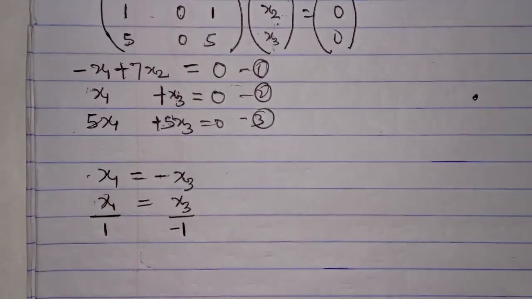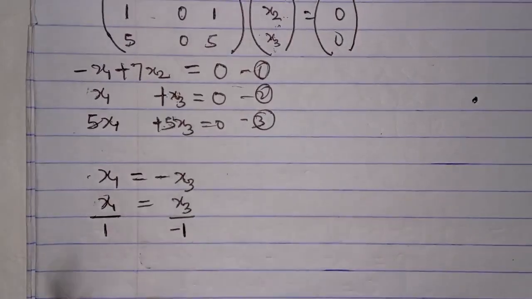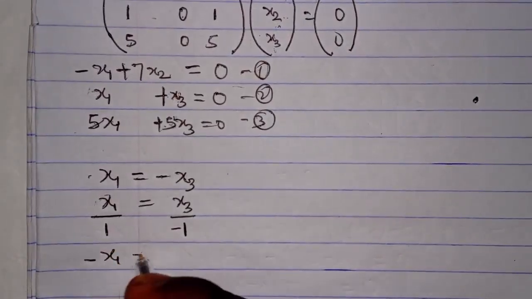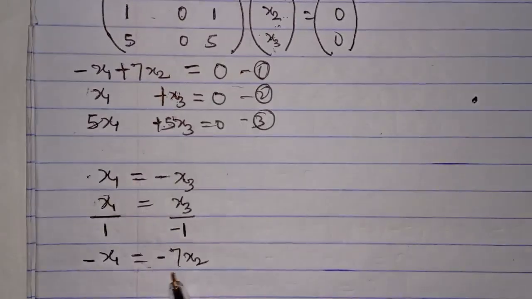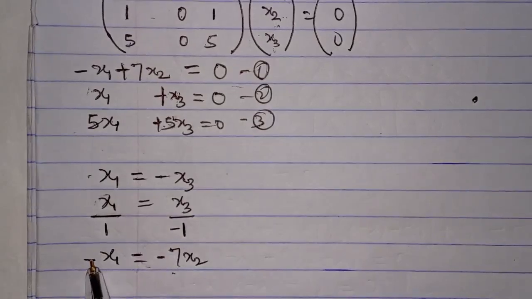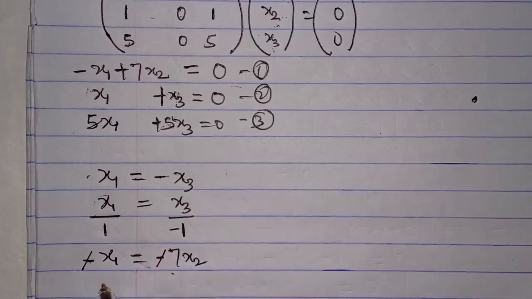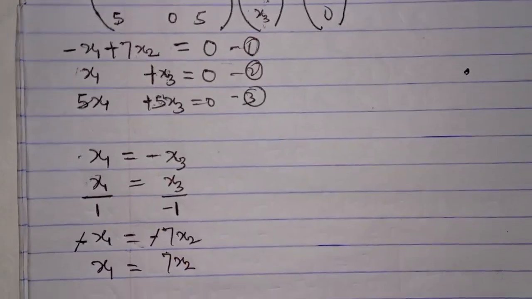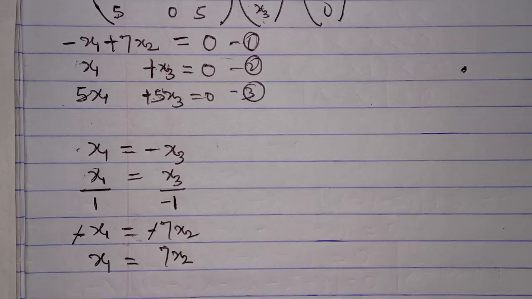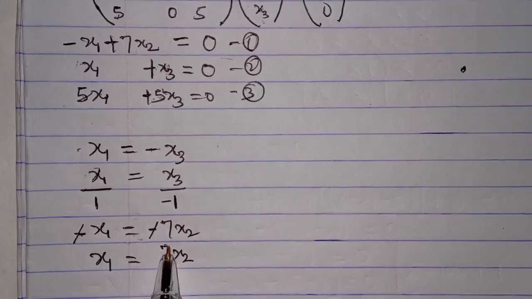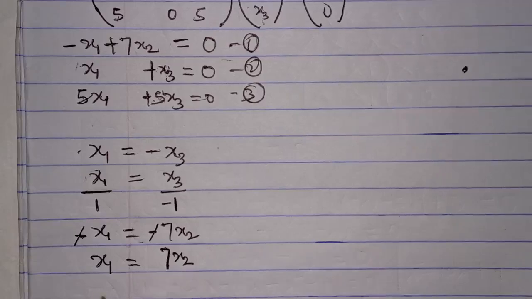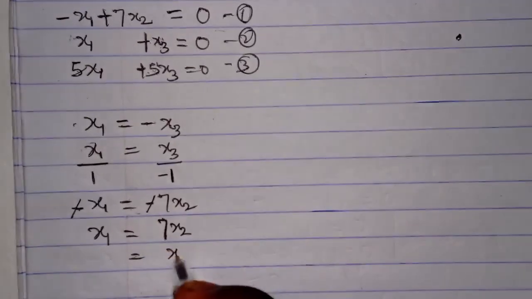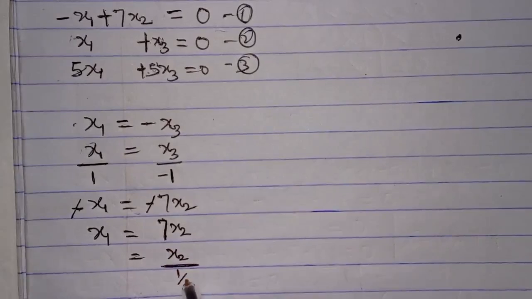So from equation 1, minus x1 will be equal to minus 7x2. If 7x2 crosses, it turns to minus. x1 here is carrying a minus. Of course, this minus can cancel this minus. We'll be having x1 equal to 7x2. The coefficient of x1 must be positive 1. Here, what is the coefficient of x2? 7. Let's make it 1. I can make it 1 by writing it like this: x2 all over 1 over 7.